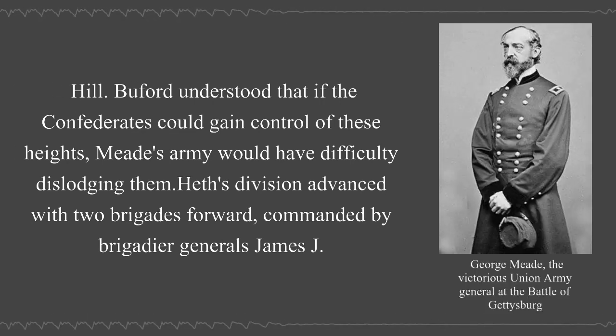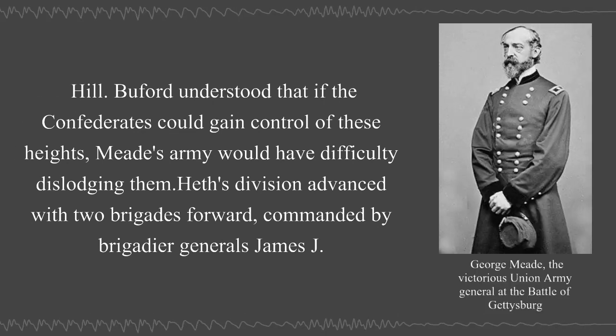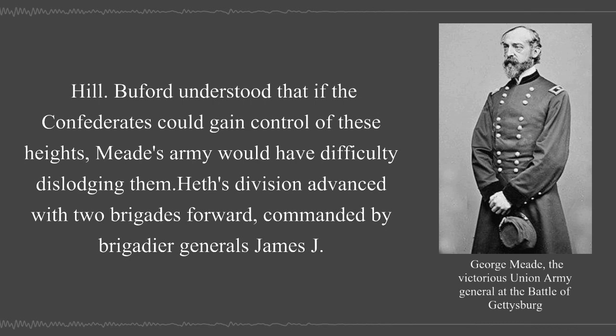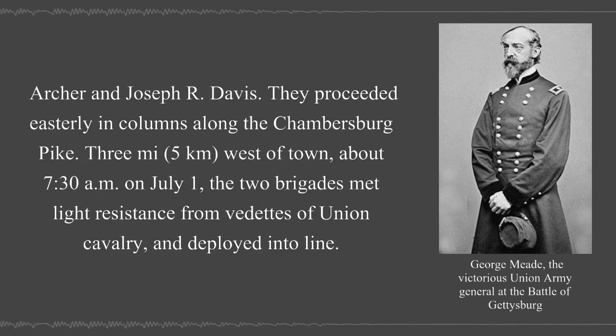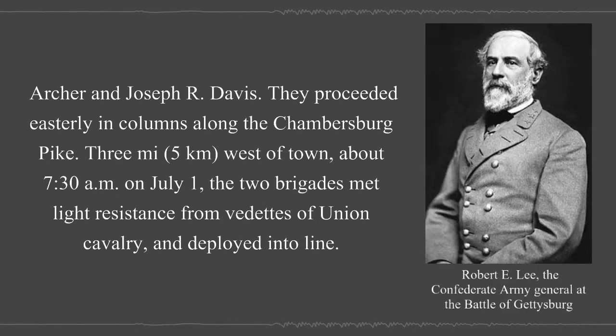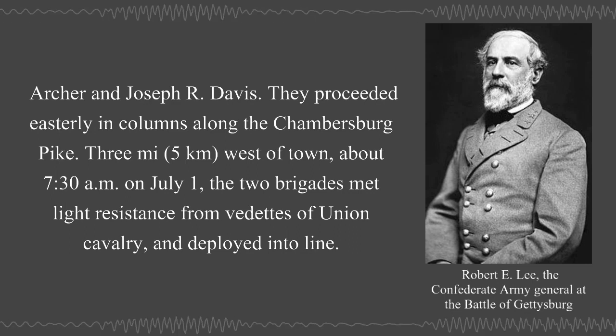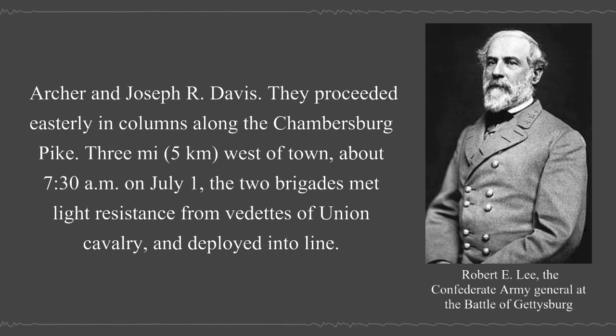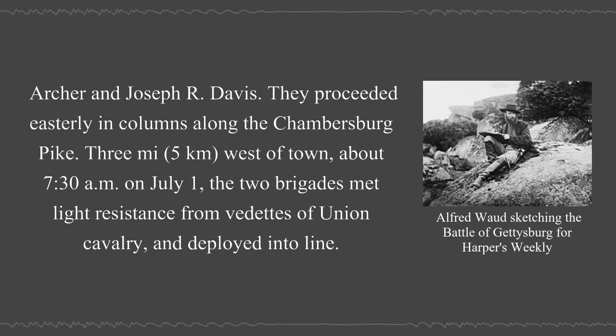Heth's division advanced with 2 brigades forward, commanded by Brigadier Generals James J. Archer and Joseph R. Davis. They proceeded easterly in columns along the Chambersburg Pike, 3 miles west of town, about 7:30 a.m. on July 1. The 2 brigades met light resistance from vedettes of Union cavalry and deployed into line.